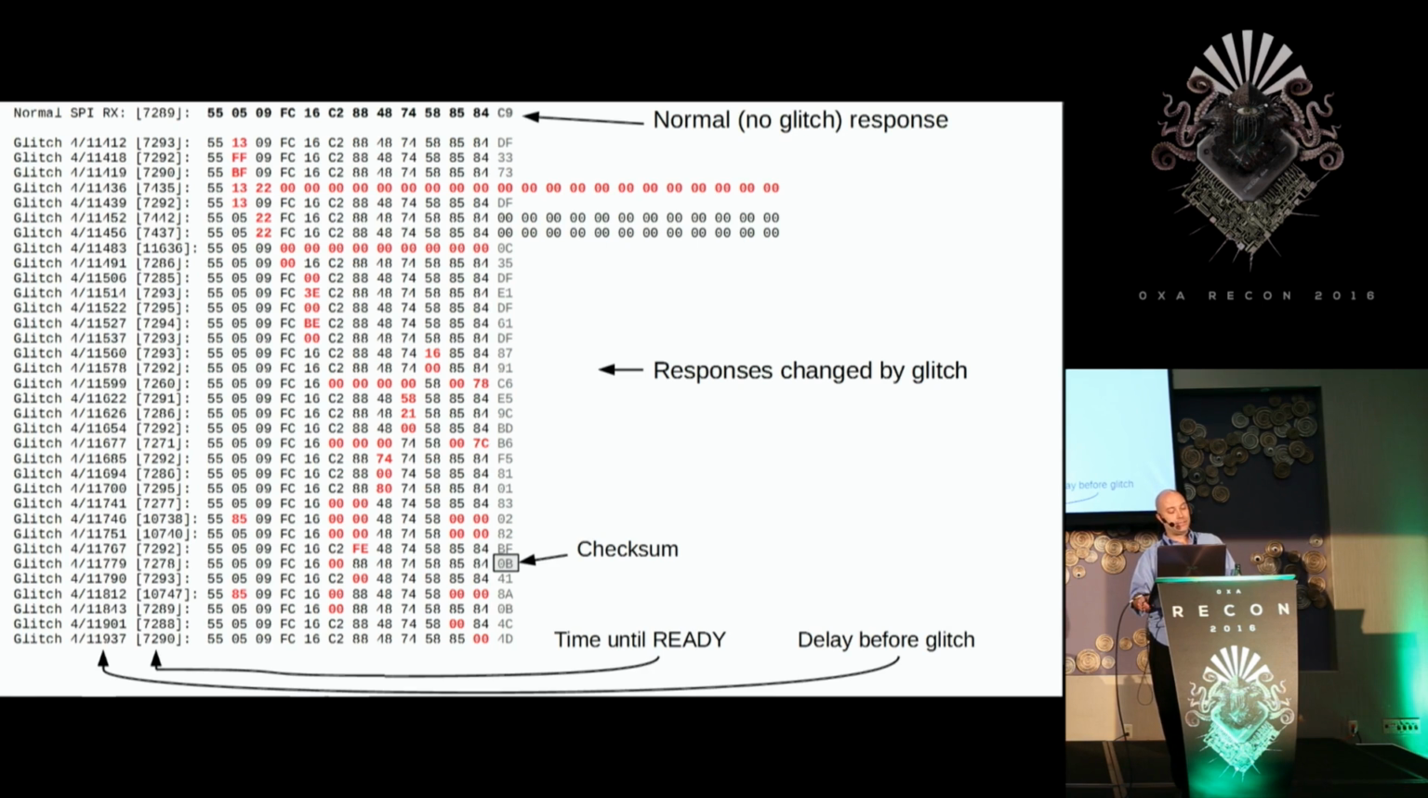Depending on when the glitch is delivered, different effects are seen. We can see that generally as the glitch is moved later, it's the later bytes of the response packet that are getting changed. So at this point, it looks like the glitcher works and is able to cause a brief fault in this chip.